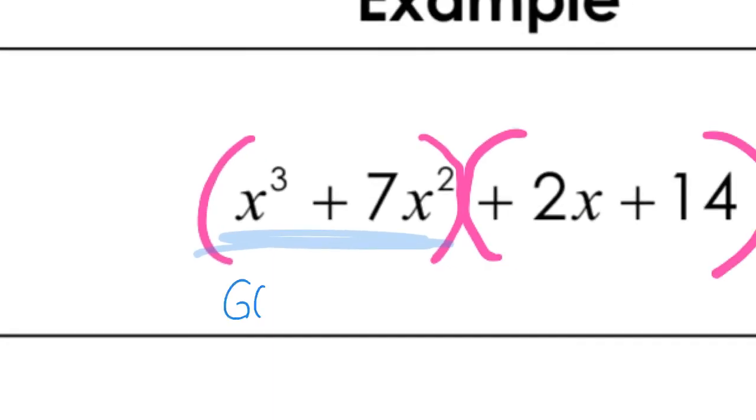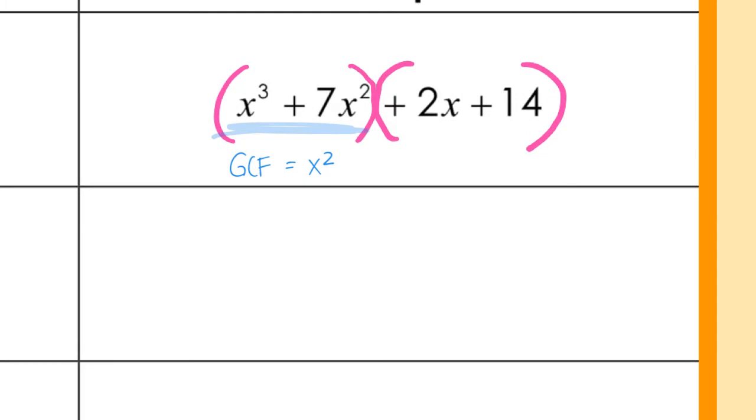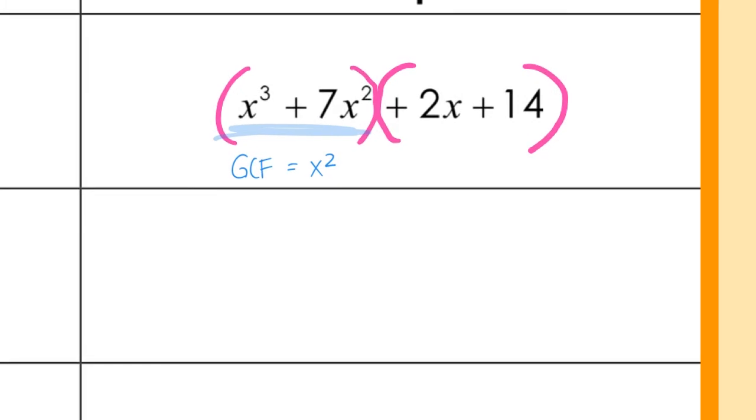So the GCF of this first group is x squared. So let's go ahead and take that out. We're going to write that on the outside, x squared. And then what would be left on the inside? And again, we're just ignoring this part over here for right now. We're only looking at this part.